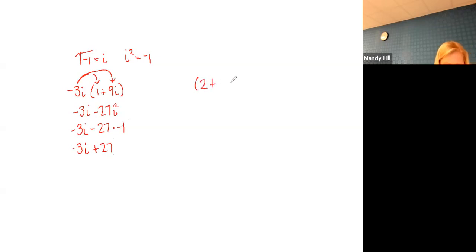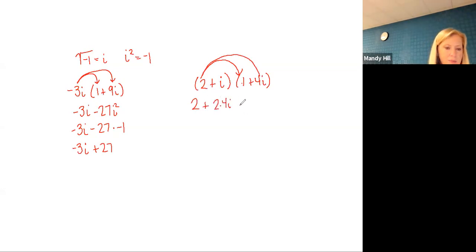2 plus i times 1 plus 4i. So this is the same as any other problem that we would use FOIL on. We would want to take our first, we're doing the first, outer, inner, last. So 2 times 1 is 2. Outer would be, since they're both positive, we would have a plus, and it's 2 times 4i. Inner, which is going to be also positive, i times 1. And then last would be 4i times i.